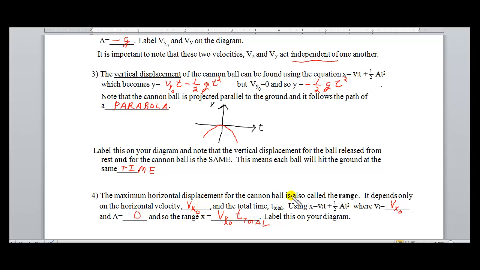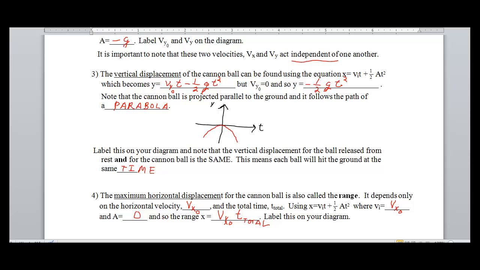So our horizontal displacement only depends upon the horizontal velocity Vx sub 0 and the total time it's in the air. So we're going to substitute for v sub i, Vx sub 0. We're going to substitute 0 for a because there is no acceleration in the horizontal direction, because there are no forces acting in the horizontal direction. We're ignoring air resistance. So our equation simply becomes x equals Vx sub 0 times the total time that the object, the cannonball, is in the air.